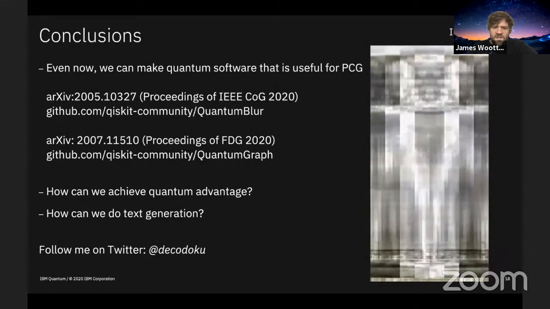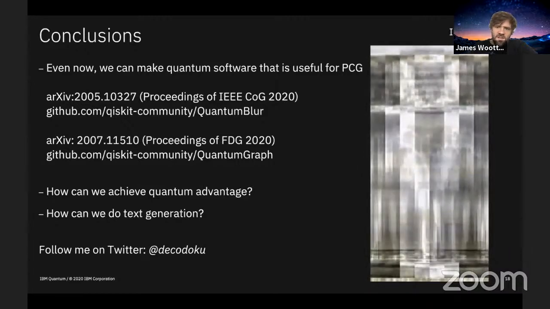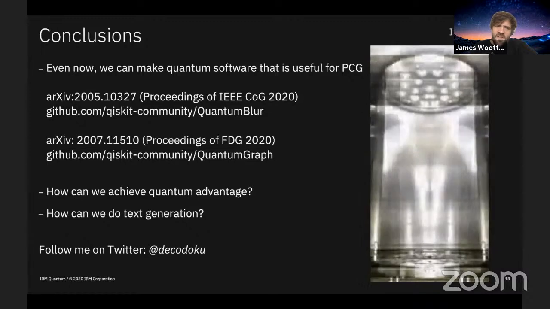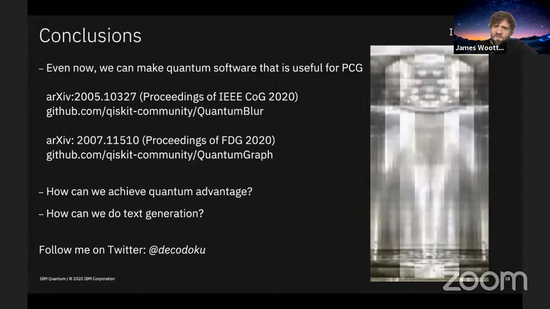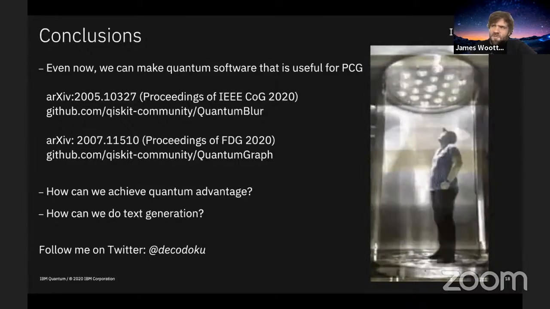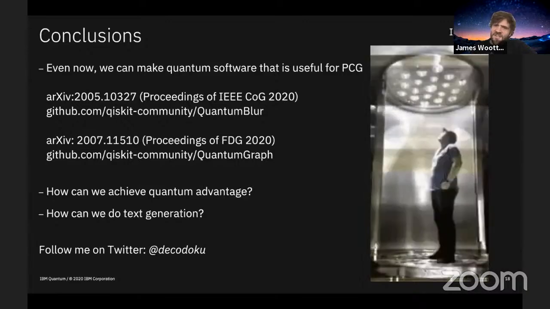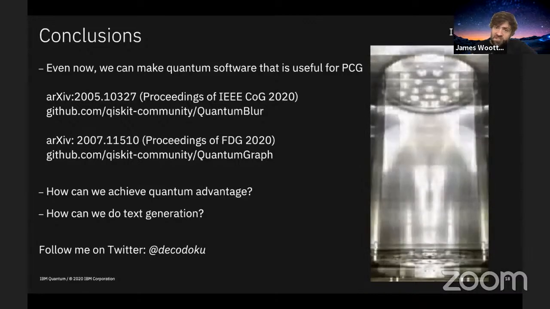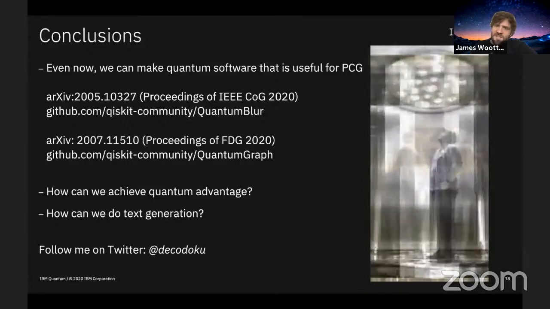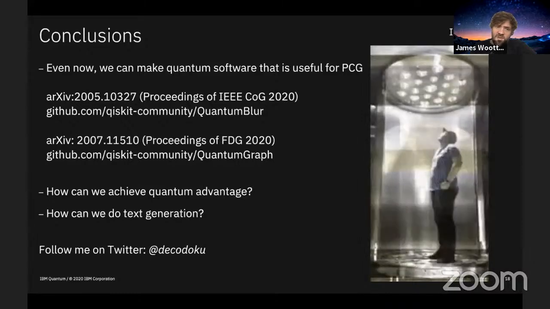So yeah, through that, I have already got to my conclusions. The conclusions are that even now, it is possible to make software, quantum software, that is useful for procedural generation. It is possible to write a function which creates a circuit, and running that circuit gives you some results that are useful. And we see this in the fact that some external parties are using it as part of their procedural generation in commercial products.